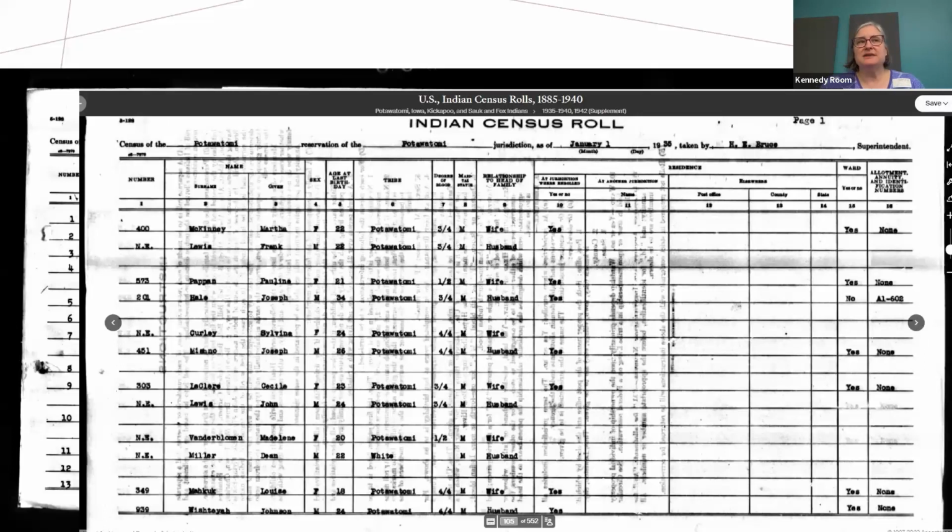So these do not exist for all tribes for all years, even though in 1884 a law was passed that the Indian agents were supposed to do these censuses yearly for all tribal people in their jurisdiction. So these can be helpful, but again, if someone is living off the reservation, they may not and probably will not appear in these, but they might. So again, always worth a check.